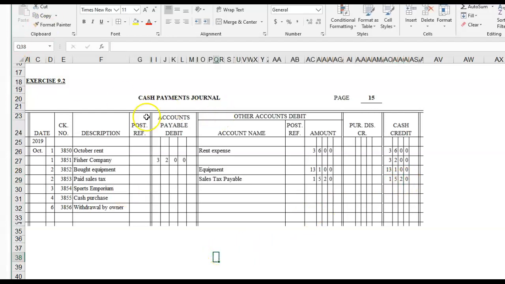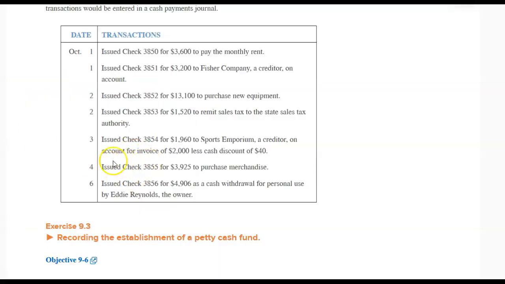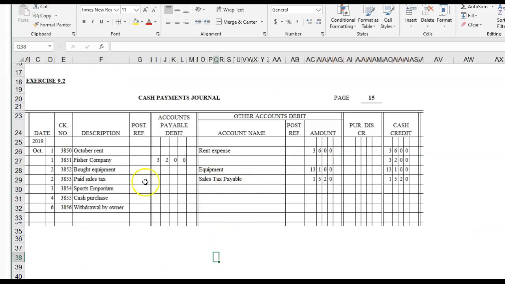Might as well finish it. Issued a check for $1,900 to the Sports Emporium, a creditor on account, for invoice of $2,000 less the cash discount of $40. Okay, so that's a good example. So we issued a check to them for $2,000. Wait, we owed them $2,000. Okay, and they gave us a discount of $40.